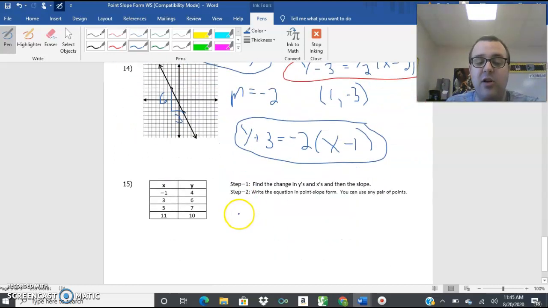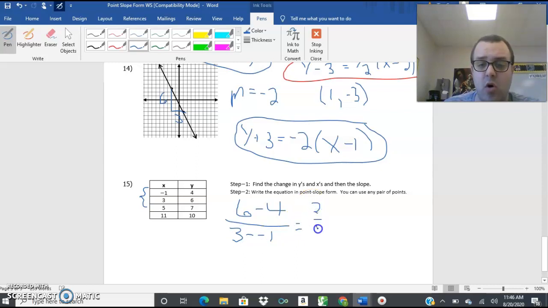Last thing we have to do is if we look at a table we want to write in point slope form, basically same sort of thing as when you're given a bunch of points. You're really just given 4 points here. Just pick 2 of them, find a slope between them, and then pick a point to use in your point slope form. So for example, I could just pick the first 2 and say, all right, there's my 2 points I'm going to pick. So my slope formula is going to be 6 minus 4 over 3 minus -1. And I'm going to get 2 over 4 or 1/2 as my slope.